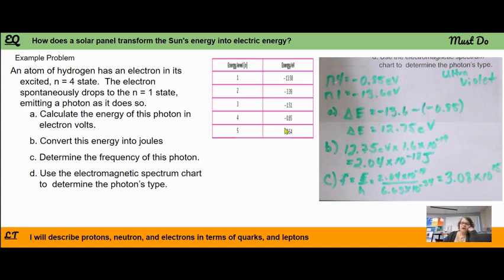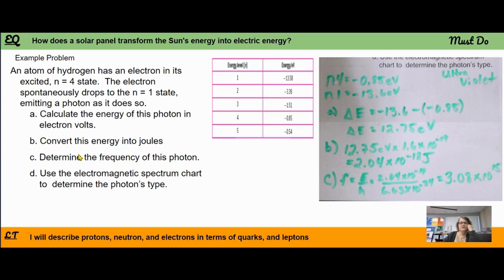Okay? So in our table, each element will have a different table because they have different numbers. But in this case, our beginning is negative 0.85 and our ending is negative 13.58. Put them together. Remember a negative and a negative is a positive. So we end up with 12.75 electron volts. Okay, that's what the energy was measured in.